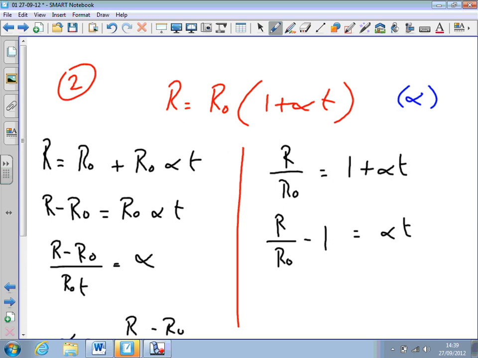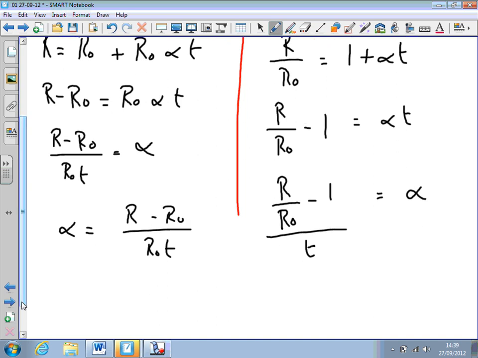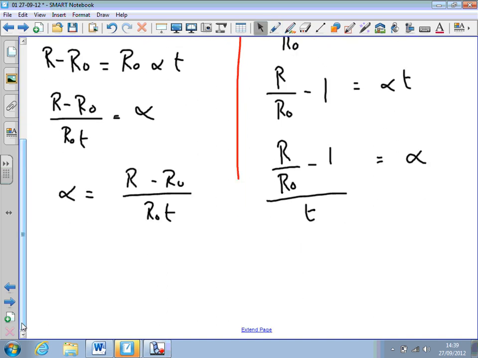Then what? Yeah, I want to divide both sides by t. Yeah, so r over r0 minus 1 divided by t equals alpha. It does, doesn't it? And do you remember us talking about a third of x? We did this probably at the beginning of last year. A third of something is equivalent to x divided by 3.